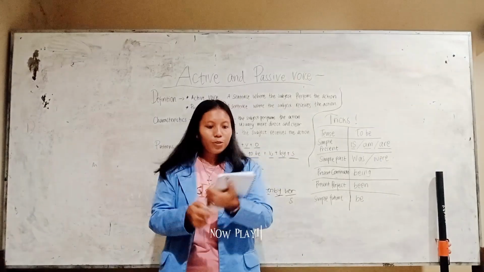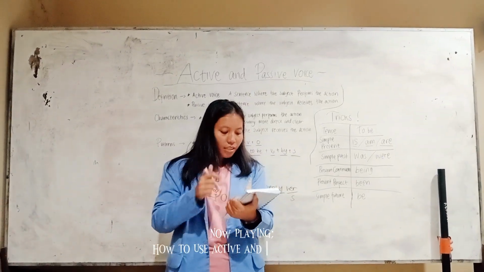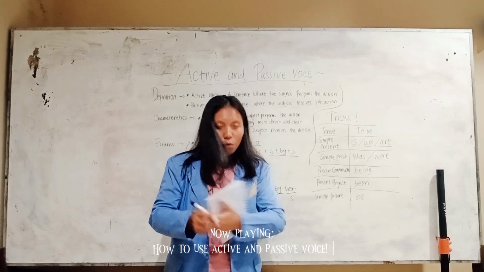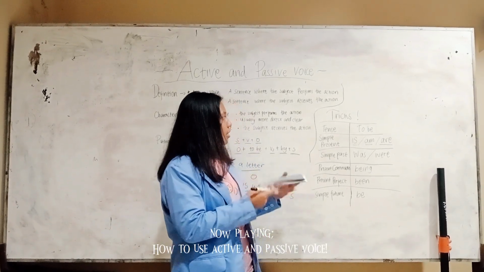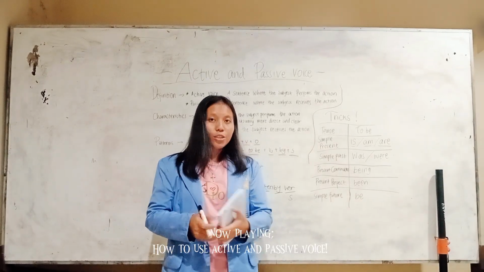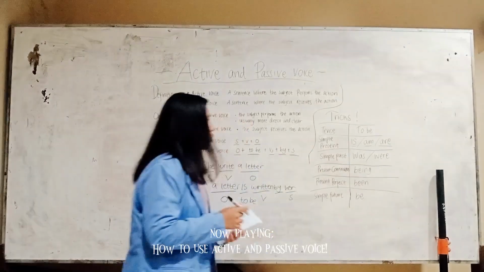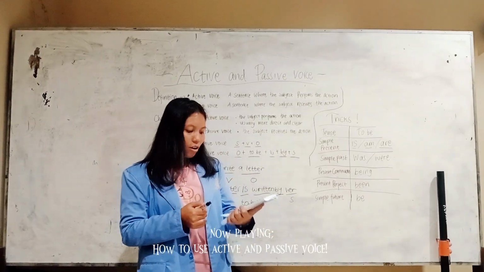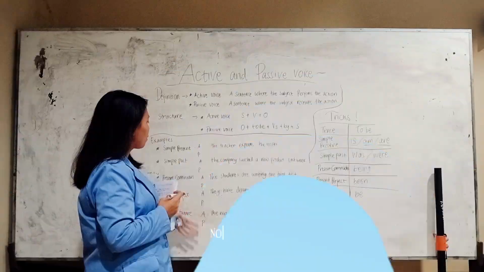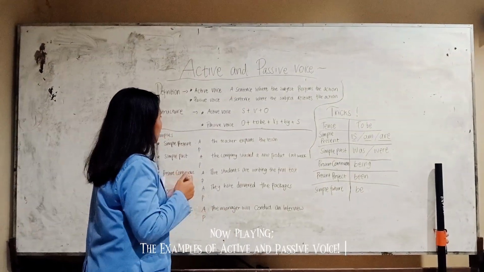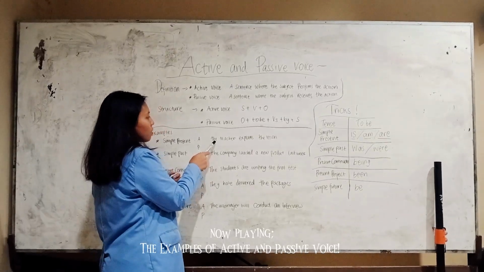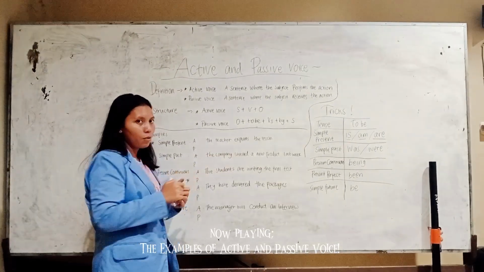And how to use active and passive voice. The first, you use active voice when you want to focus on who does the action. And you can use passive voice when you want to focus on the action or the result. There are 5 examples on the whiteboard. We must change the sentence into the passive voice.